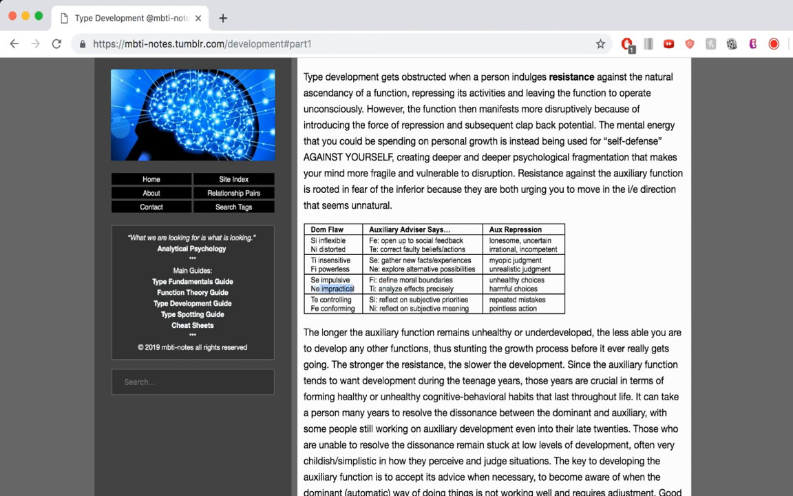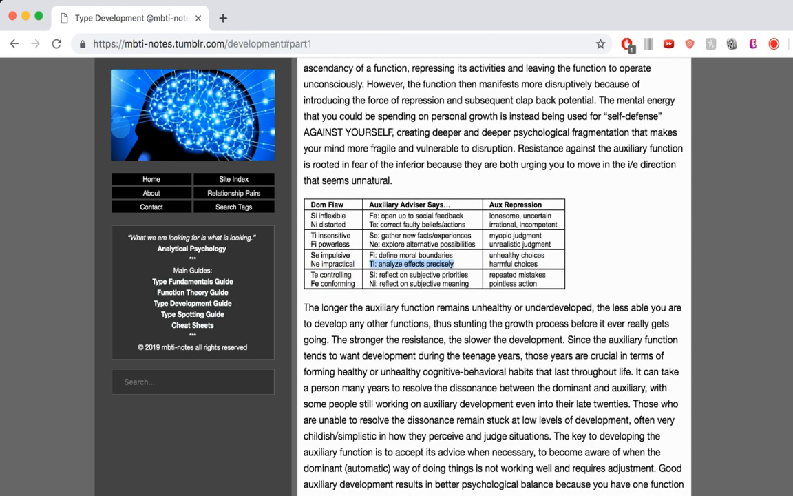If you have too many ideas but you can't really use them at all, it's kind of useless. So you need something to help figure out how to use those ideas. So TI can help analyze it. TE controlling, this was like having good structure. And SI reflects on subjective priorities. It's extrovert controlling, but with reflection. And FE conforming, with NI reflecting on subjective meaning.